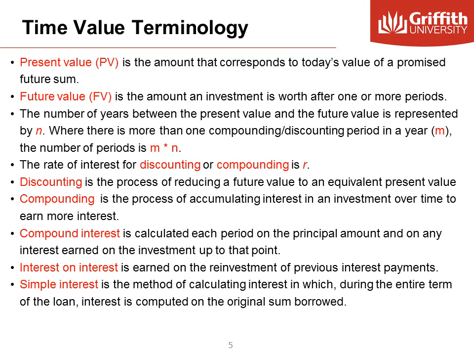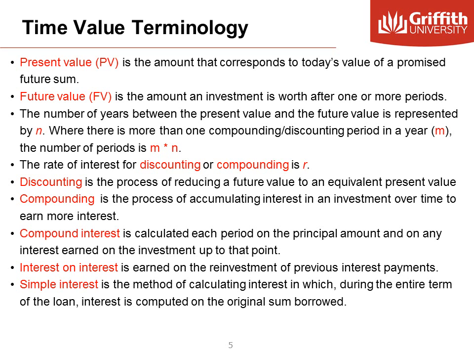This is the terminology we use in this module. Present value is the current value of some future sum. The opposite, the future value, is the value of an investment after one or more periods. N represents the number of years, while M stands for the number of compounding or discounting periods in a year.